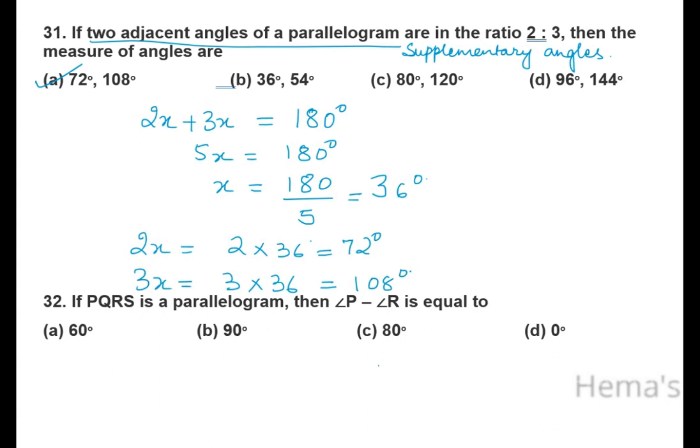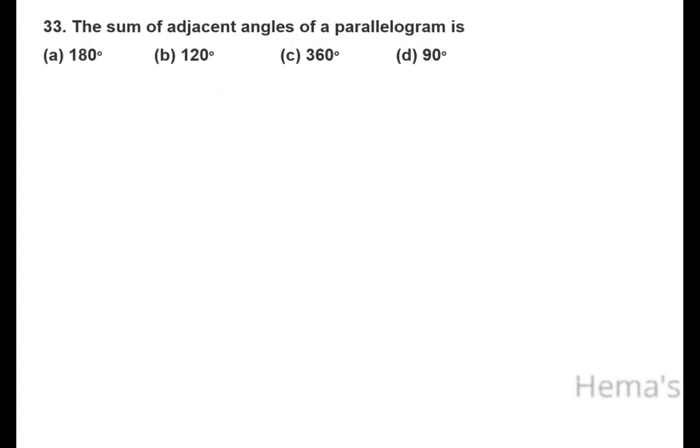Question 32. If PQRS is a parallelogram, then angle P minus angle R is equal to... Let this parallelogram be PQRS, then angle P is equal to angle R because they are opposite angles of a parallelogram. Angle P minus angle R is equal to 0. Hence, option D is correct. Question 33. The sum of adjacent angles of a parallelogram is equal to 180 degrees. Therefore, option A is correct.